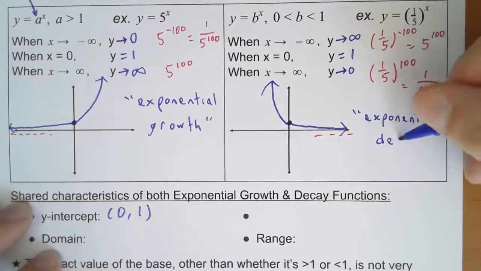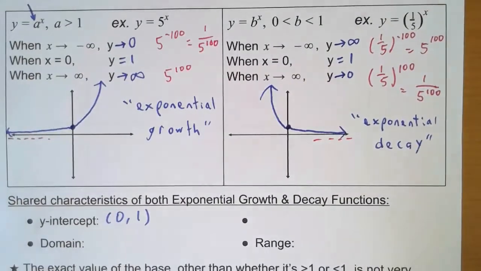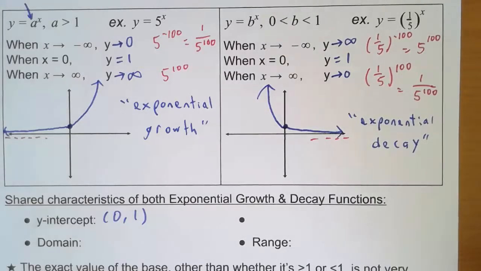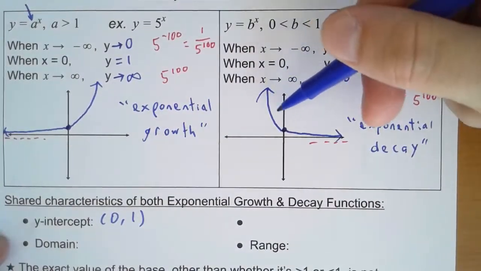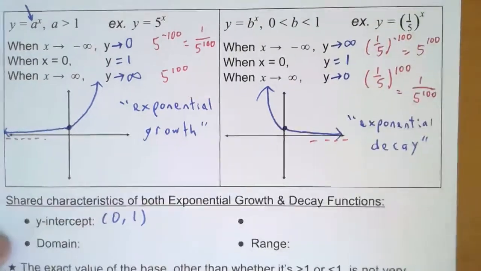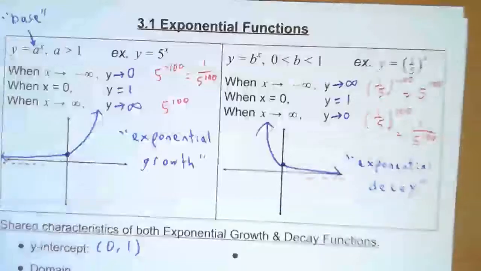Because again, we think of things from left to right, and decay means to get smaller, to get less. If your tooth is decaying, you're having less and less of your tooth. You're losing the enamel on your tooth. So this one from left to right, we have less and less of it. It's decaying. Okay, so exponential growth and decay based on what kind of base we have.